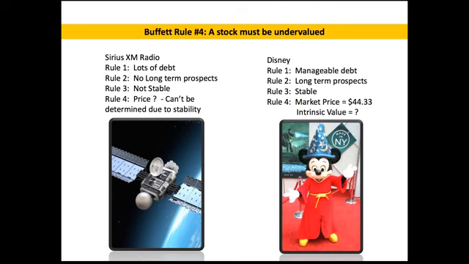Now, with respect to the second rule for XM Radio, we briefly talked about how we don't anticipate that having long-term prospects in 20 or 30 years from now. Whereas for Disney, we do see long-term prospects. Then the third rule for XM Radio, the numbers were not stable. The book value was all over the place. The debt to equity was all over the place. And so with Disney, we saw a very stable company and something that was very predictable.